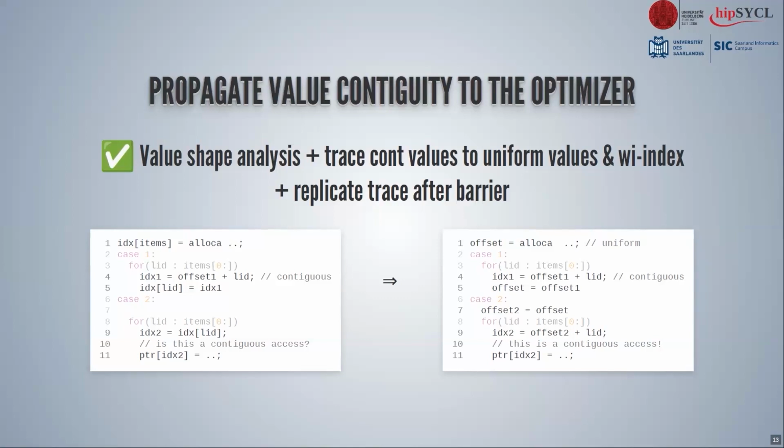But since we're loading it from the stack array, the optimizer really doesn't know whether this is a contiguous value. Again, we need to do a value shape analysis, identifying whether it's a contiguous value or not. And then we just trace back this value to only uniform and contiguous values, and we store all the uniform values to a stack value and just load the stack value again. Then we can just replicate the trace of instructions that led to calculating the index 2 in the second loop again as well. And with this, the optimizer is able to identify, oh, hey, this index 2 actually still is a contiguous value, and therefore vectorize the memory access.